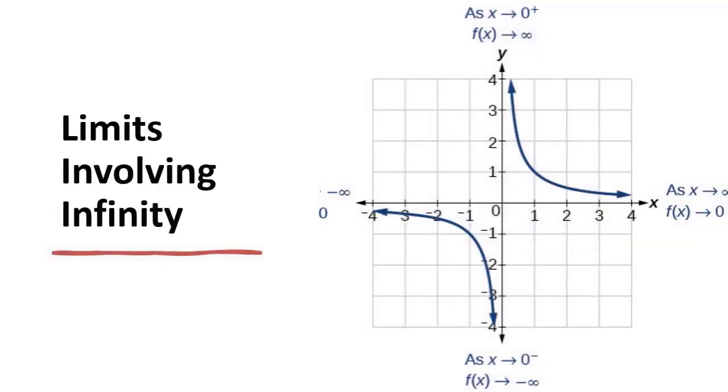You may recall learning about vertical and horizontal asymptotes in college algebra or pre-calculus, especially when dealing with rational functions like the one that's graphed here. We can actually use limit notation to denote these types of asymptotes.